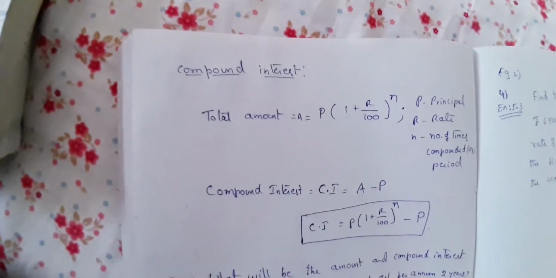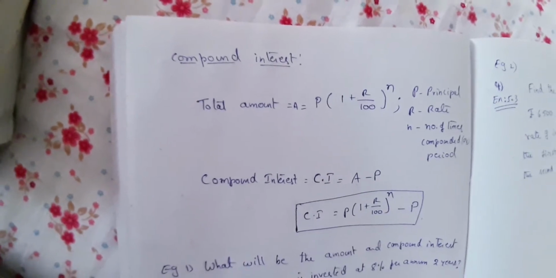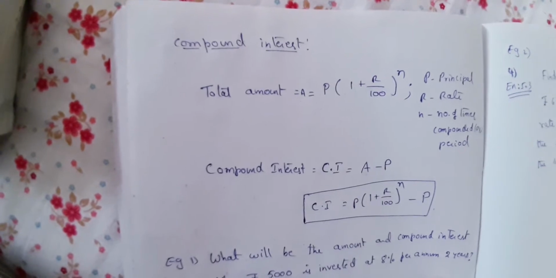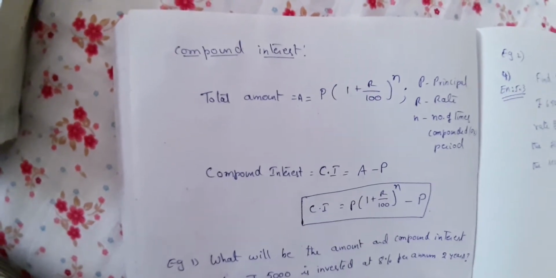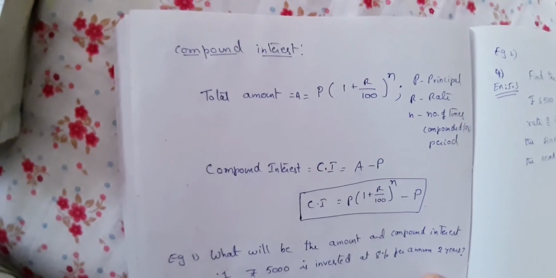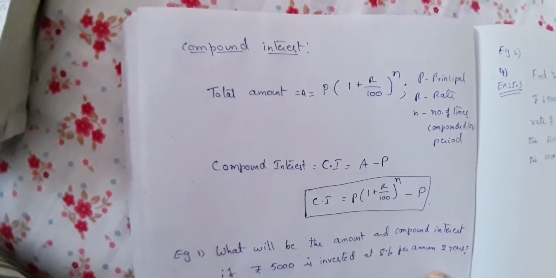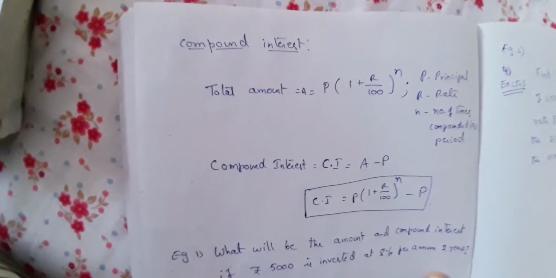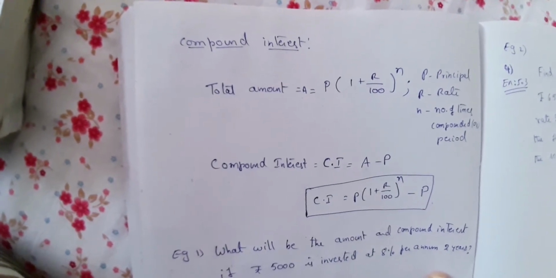Now the next part is compound interest. You know what is the difference between simple interest and compound interest? Simple interest, how many years you may take that principal amount, principal remains the same. Only you have to calculate the interest every year. That means same interest will be there every year and you are going to add that interest and then finally to the principal amount.